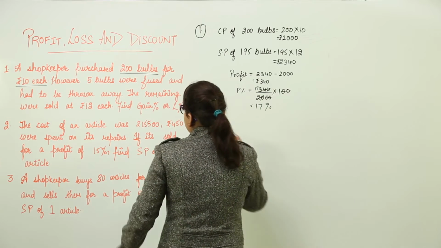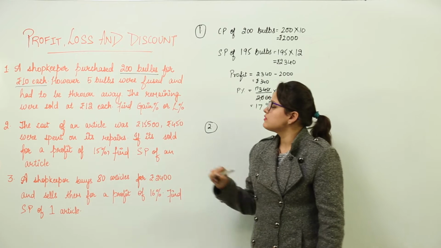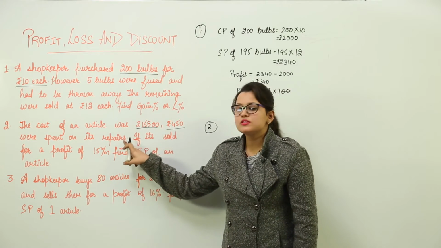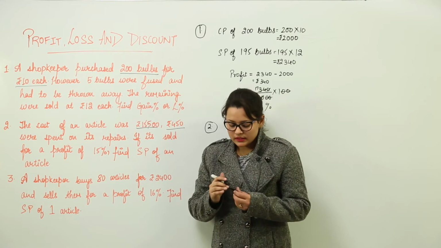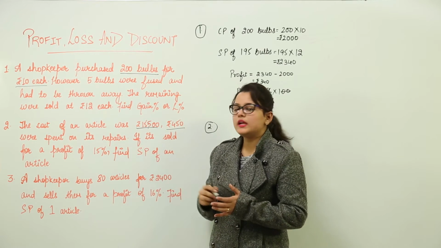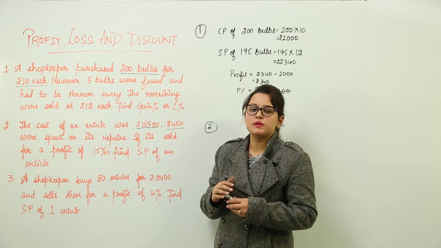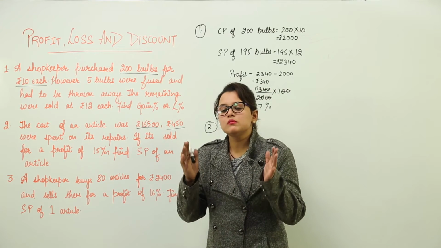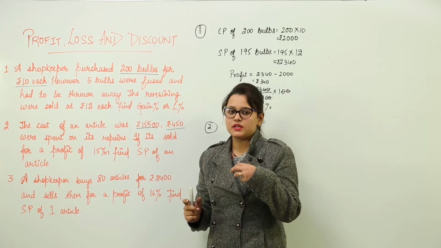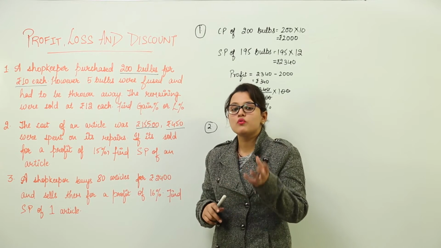The next question. Next question says, the cost of an article was 15,500 and rupees 450 were spent on its repairs. Now, let us discuss what you mean by this amount additionally getting into the repairs. See, this additional amount is your overhead expense. As we discussed, the main cost of the product is your cost price, but whatever additional expenses you are doing on that becomes your overhead expense.